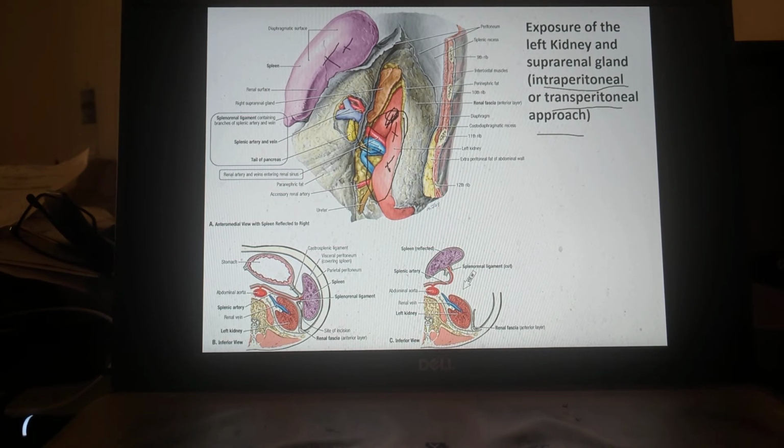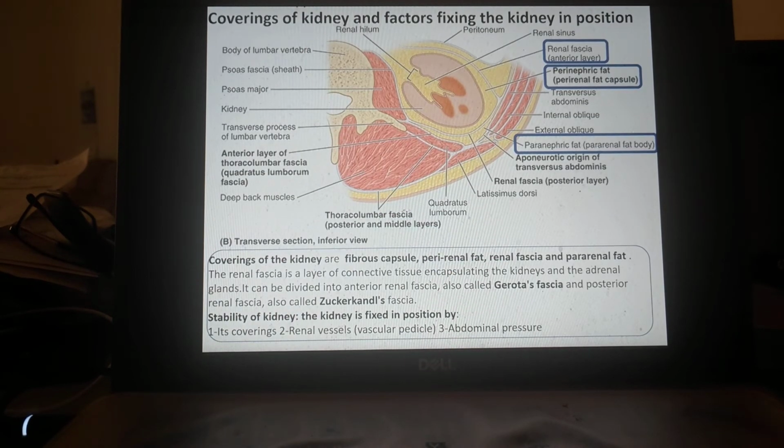Here is the splenic vein, and here is the left renal vein. So we make an anastomosis between the left renal vein and the splenic vein, and this anastomosis is called the lieno-renal shunt or lieno-renal anastomosis, which helps to decrease portal hypertension and treat esophageal varices. Here is the renal covering.